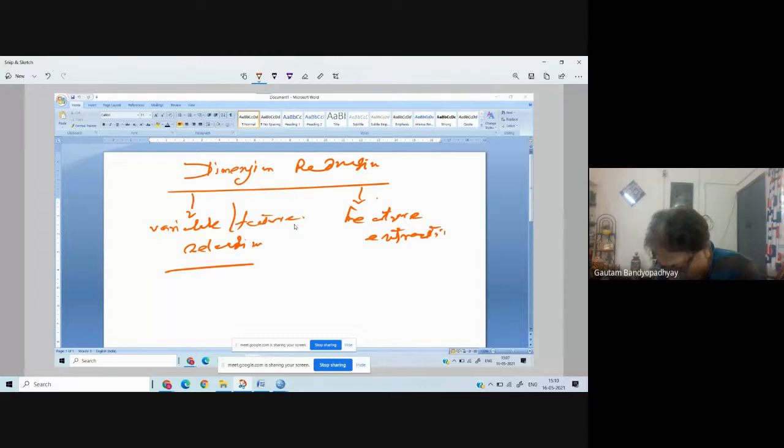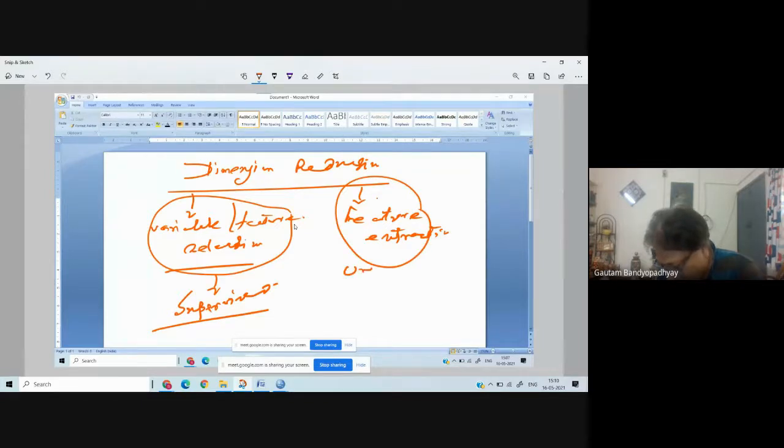So these are divided into two parts. One is feature selection, or variable selection, or you can say attribute selection, and another is feature extraction. Feature selection is basically for supervised data, and feature extraction is for unsupervised data. So when we apply PCA, we can solve feature extraction because that is unsupervised.